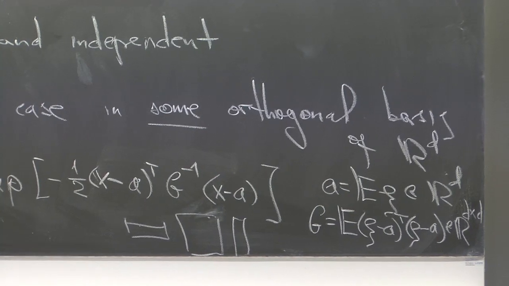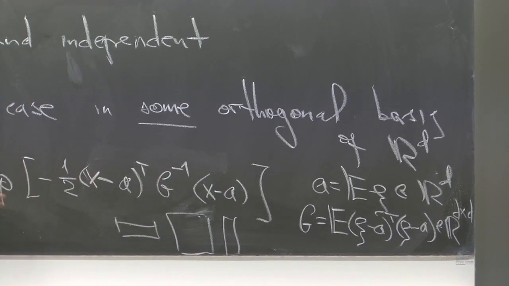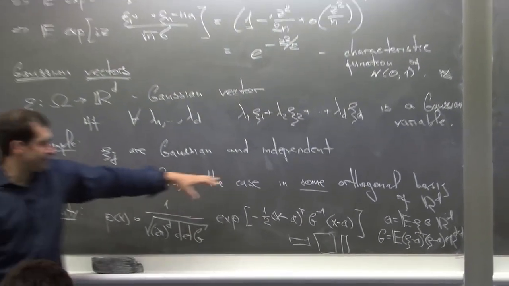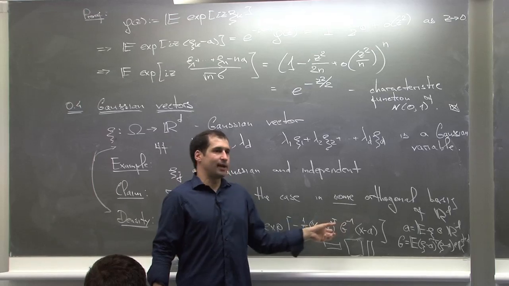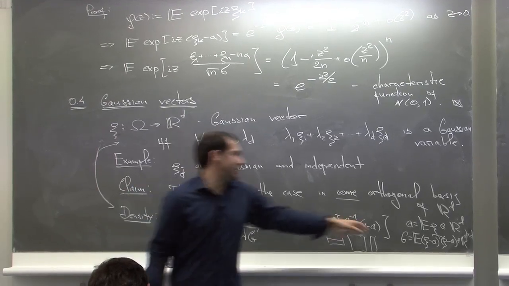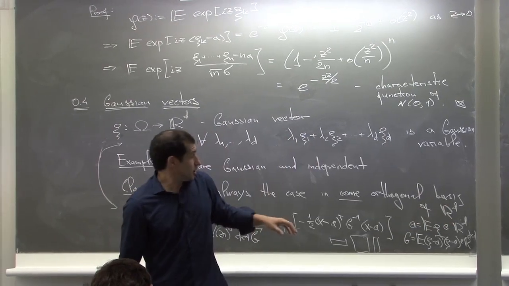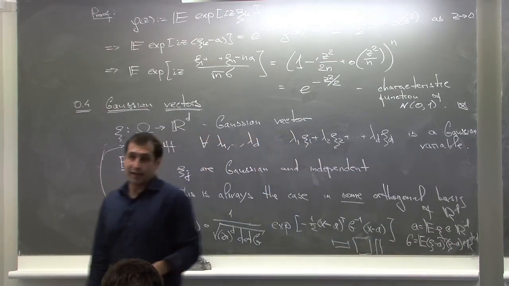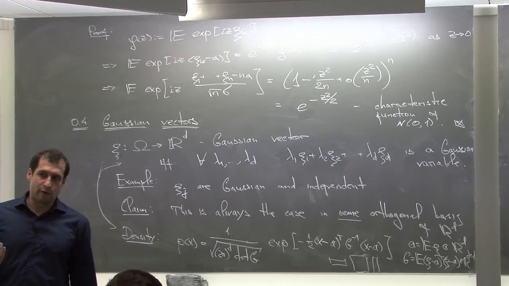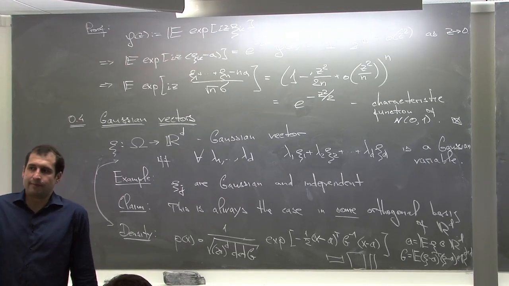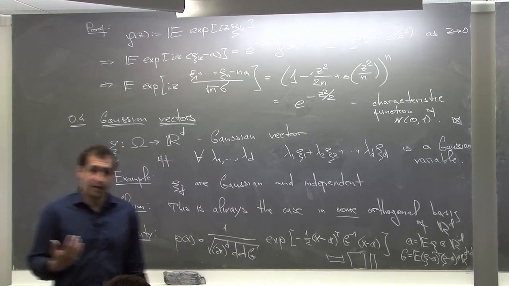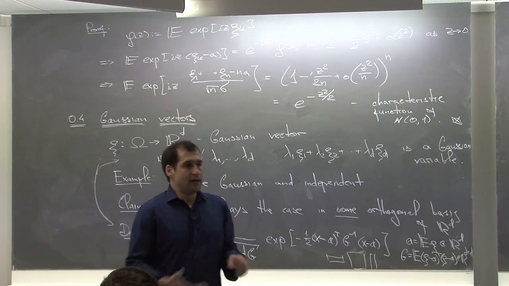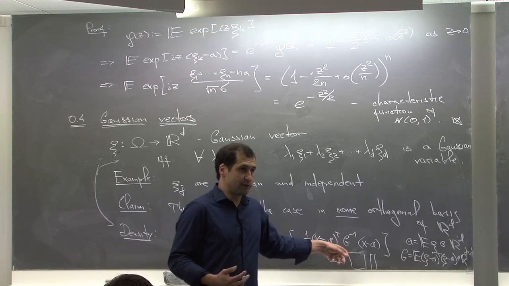So from this description, if we start from here, then one can think about the remark above as follows. I'm given some matrix, which by definition is positive semi-definite. From here, this is almost obvious. And then in some basis, it has a diagonal form. This is just a very basic fact from linear algebra: for any matrix G, I can find a basis such that it has a diagonal form.